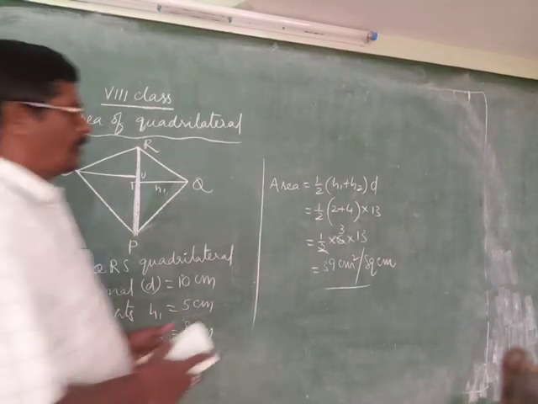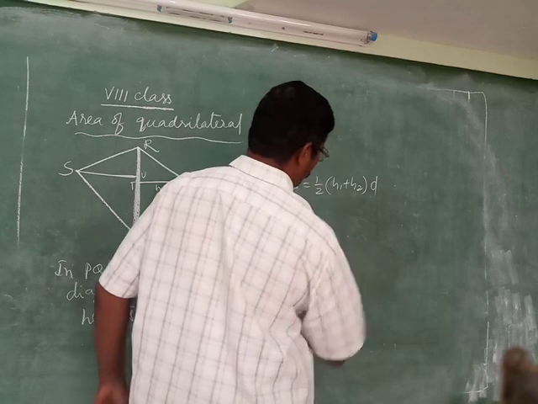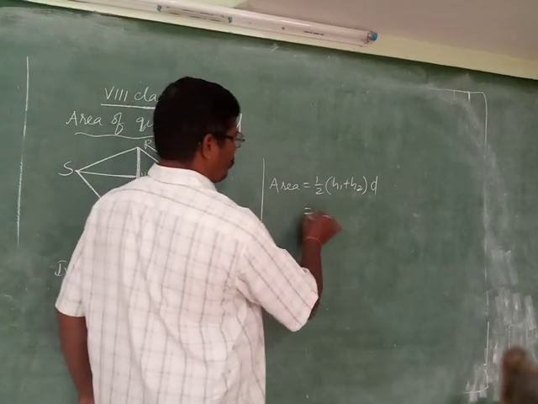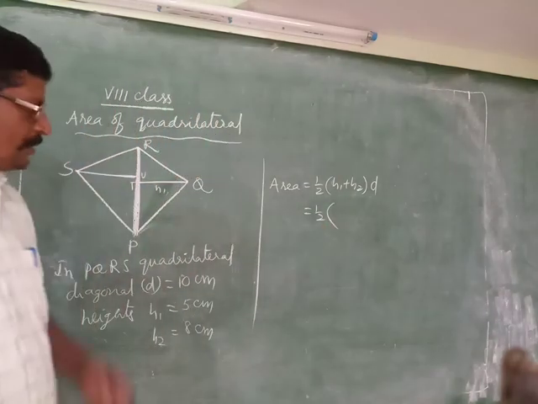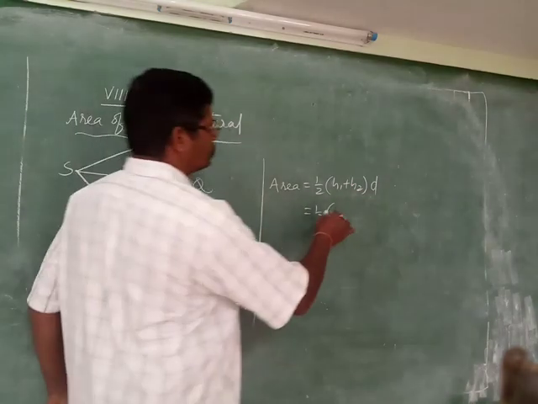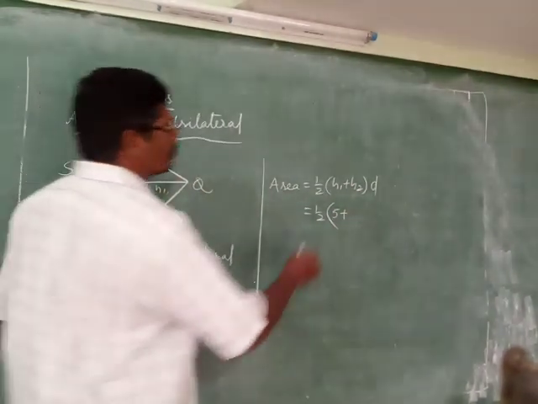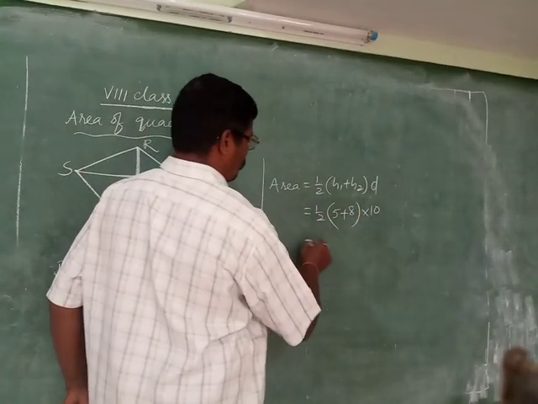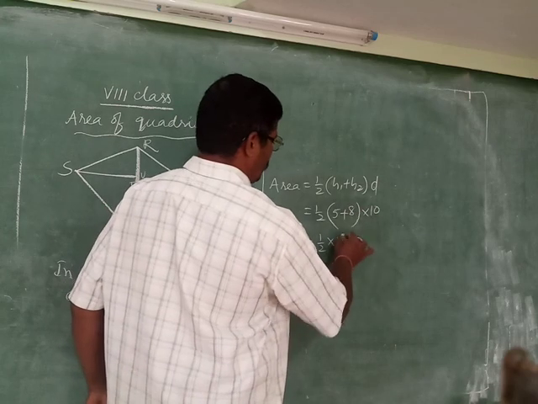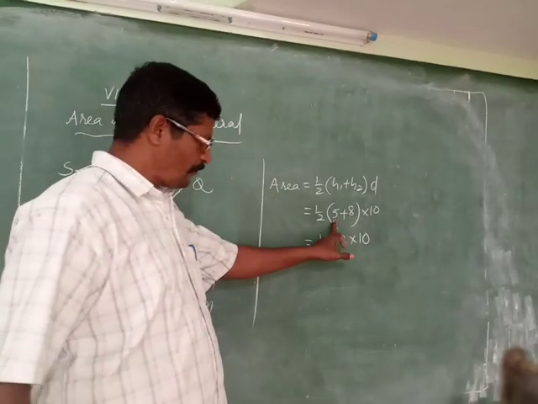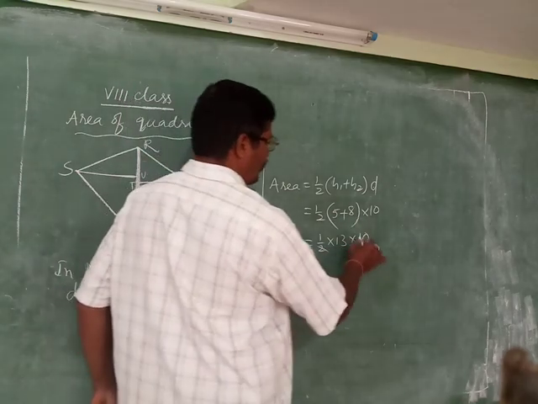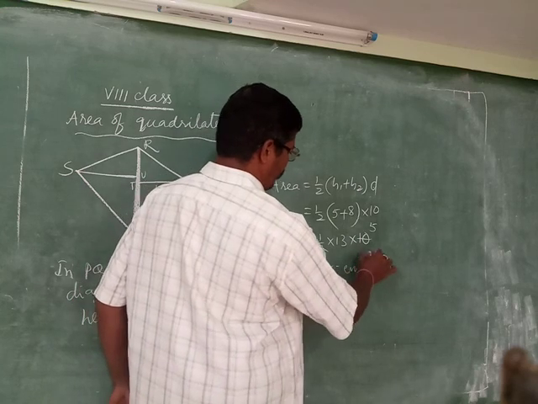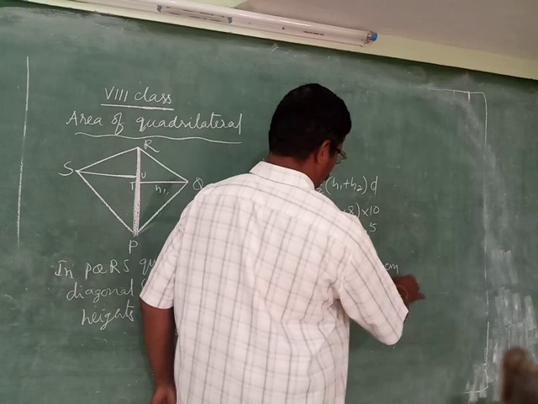Now, area, same formula. Half into (H1 plus H2) into D. D means diagonal. That's equal to 1 by 2 of H1 plus H2. What is H1? 5, plus H2, 8, into D. What is D? 10 centimeters. That's equal to 1 by 2 into 13 into 10. 5 plus 8, 13 into 10. 2 cancel here, 5 times. 13 into 5, 65 square centimeters.